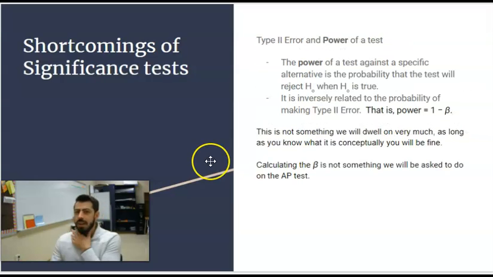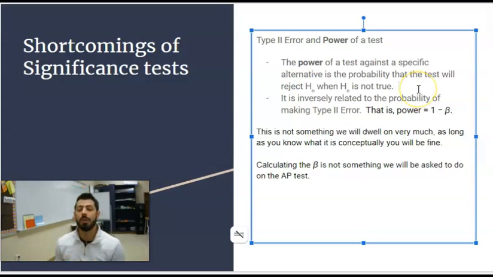You'll accomplish more. Now, we talked about type 1 error earlier. We never talked about type 2 error, and it's important as well. So the power of a test is the probability that it rejects the null hypothesis when the null hypothesis is supposed to be rejected, right? High power is good. It is inversely related to the probability of making a type 2 error. Of course, a type 2 error is when you fail to reject the null hypothesis when the null hypothesis wasn't true.